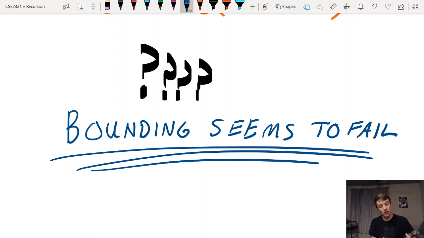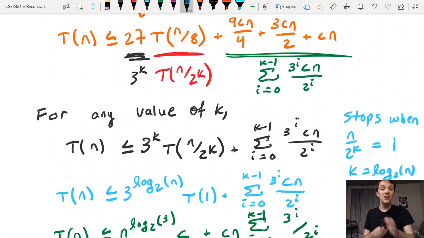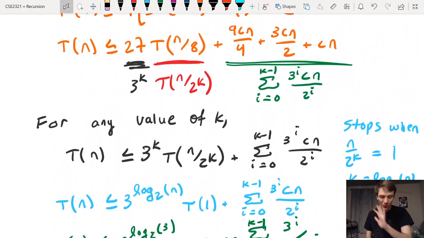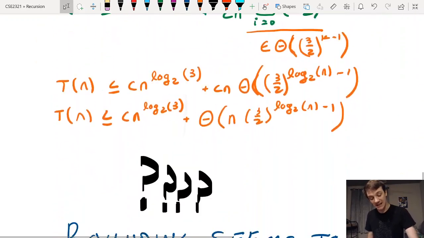We could keep going along and get something for our big O bound, but the big O bound will not match the big omega bound we found before. And this problem was awful. There is no way around it. It is bad. We are going to need to come up with a better technique for analyzing this.